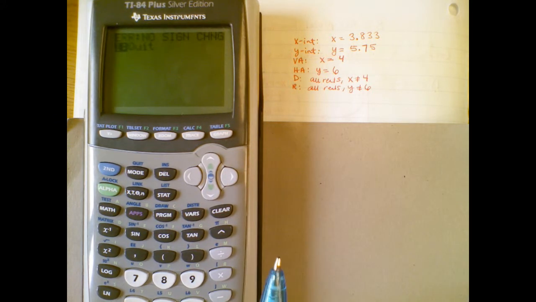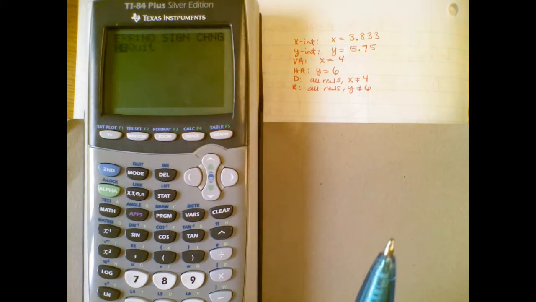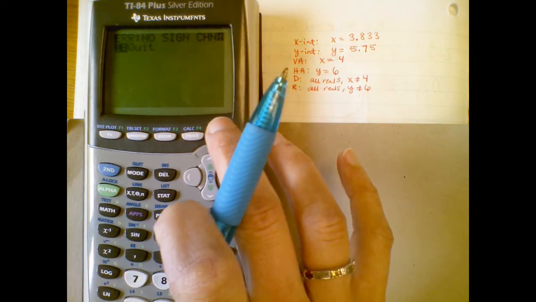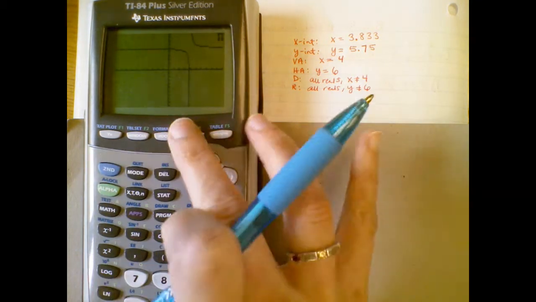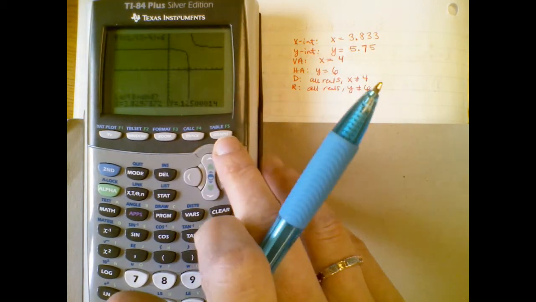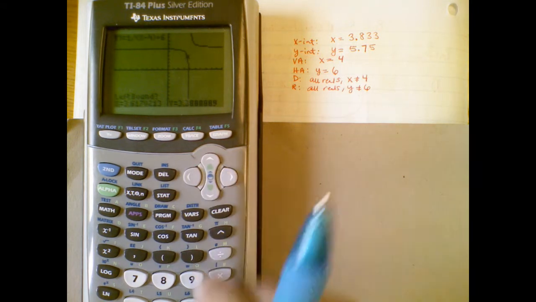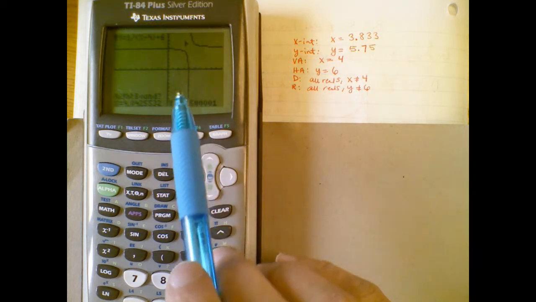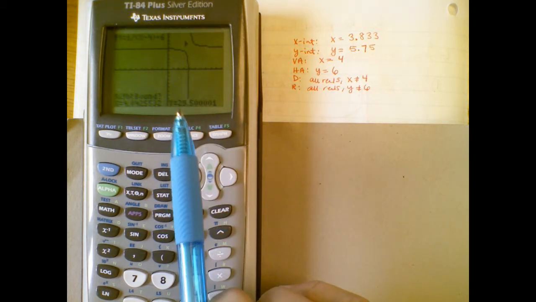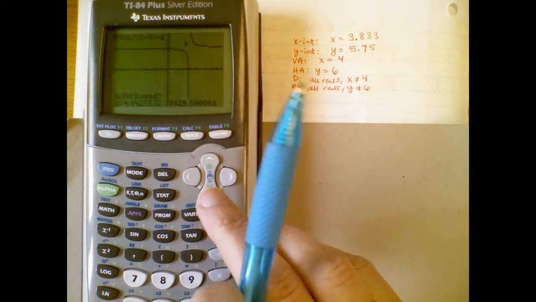Alrighty, and notice it says no sign change. For this one, looking at our graph, right when I try to go below it, so when I went above it, click enter, I tried to go below it, but then it jumps back up here. It's not allowing me to go below it. So the calculator is not allowing me to find the x-intercept.